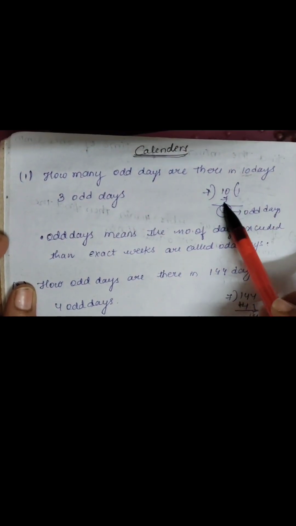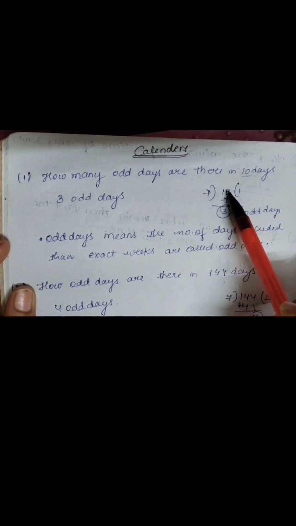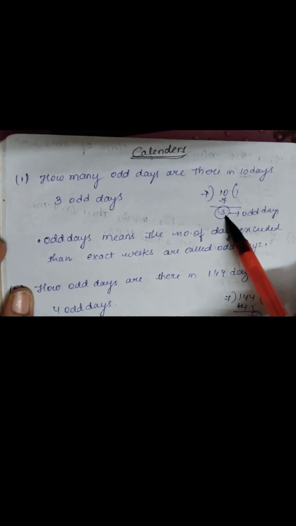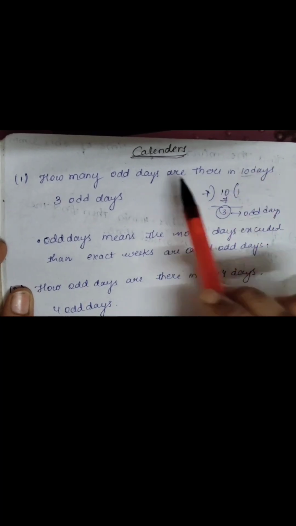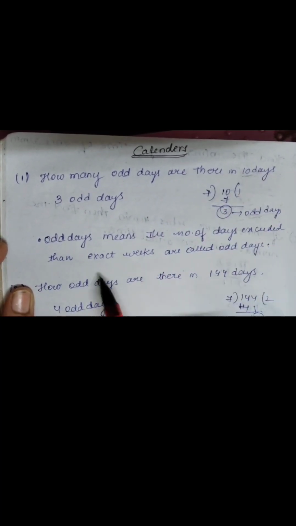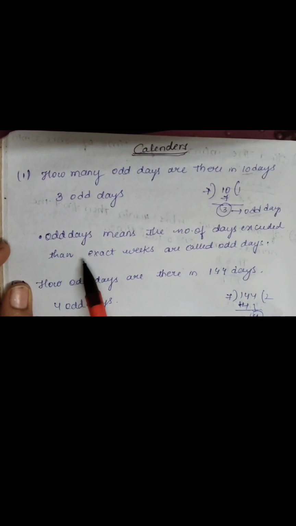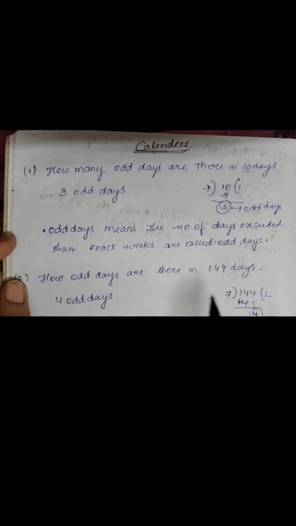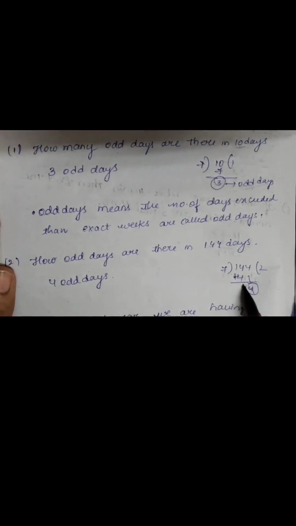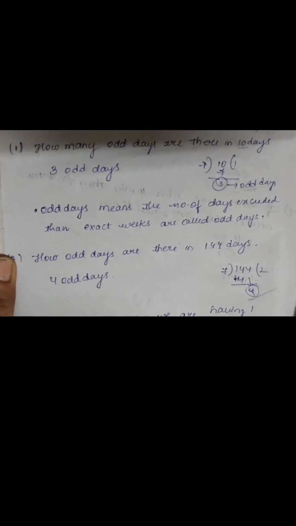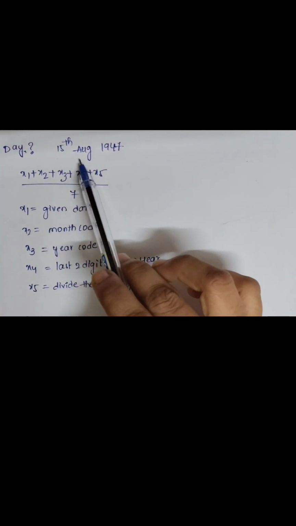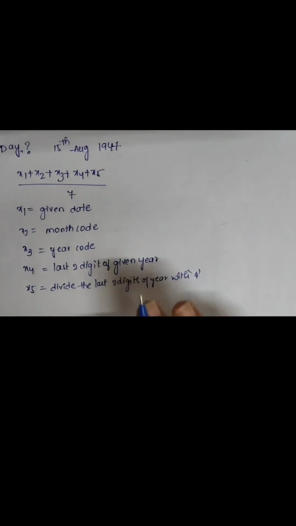See, 10 divided by 7. In the 7 table, 10 is not there, but 7 is there. 7 is one time. By subtracting it, we get 3. That is the odd days. In 10 days, 3 odd days are there. Odd days means the number of days excluding the exact weeks. How many odd days are there in 144 days? Similarly, divide it by 7, and the remainder will be your answer. So if the question is, what is the day on 15th August 1947? Then you need to apply this formula and calculate the day.